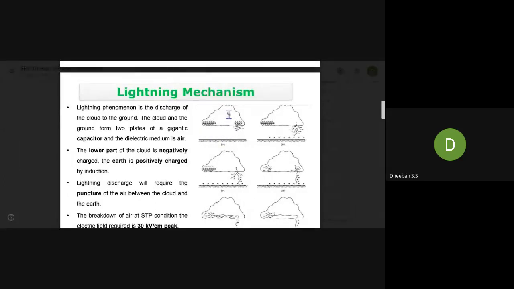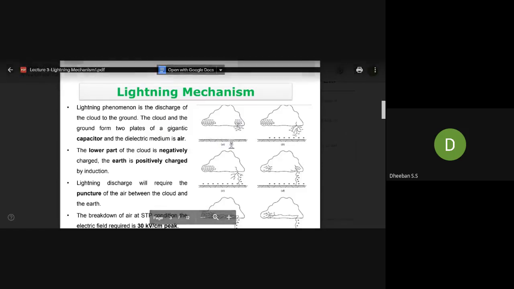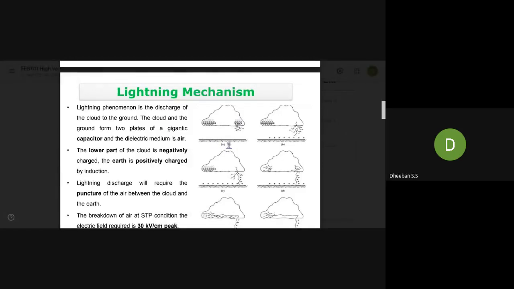So the clouds will be having some charges. It is one plate of your capacitor, and the earth will be having some charges. This is another plate of the capacitor. So between these two capacitor plates there is a dielectric. So this acts as a perfect capacitor. So that's the reason.